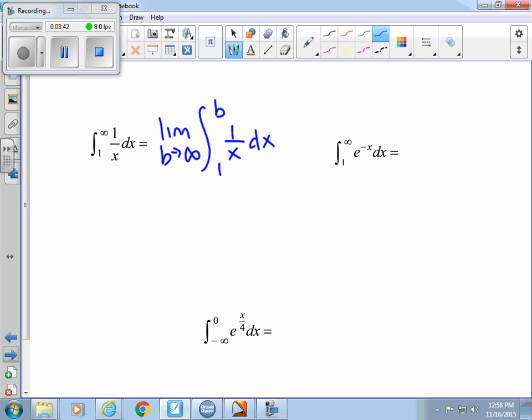So we've taken an improper integral and made it into an integral that we can work, and then in our final answer, we will have a limit involved, and we'll find that limit using our limit rules. Can I anti-differentiate 1 over x? What is the antiderivative of that? Good. Natural log of the absolute value of x from 1 to b.